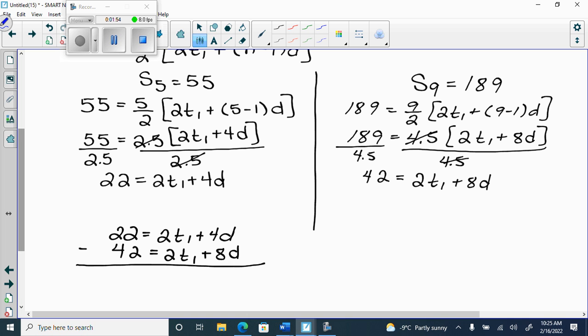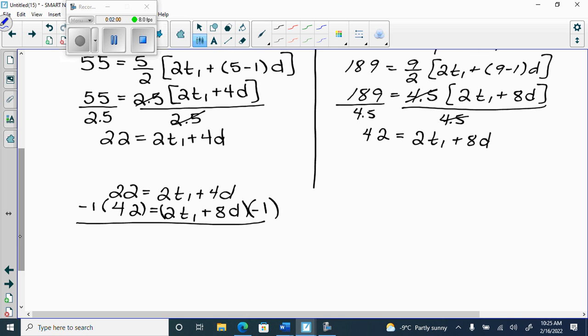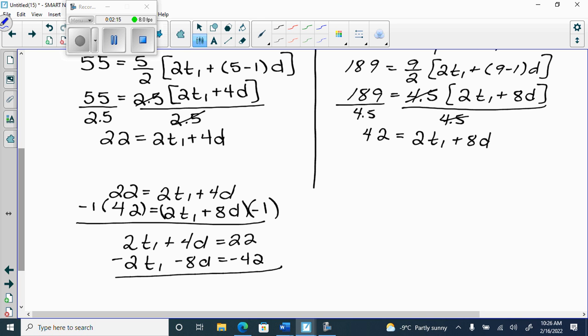And then we can multiply the bottom by negative 1 if we want. I know I did T1 and D. It doesn't matter if you keep them on this side or the other side. So I get 2T1 plus 4D equals 22. And then negative 2T1 minus 8D equals negative 42. When you add these, the 2T1 terms cancel, and we get negative 4D equals negative 20. Divide by negative 4, and D equals what?